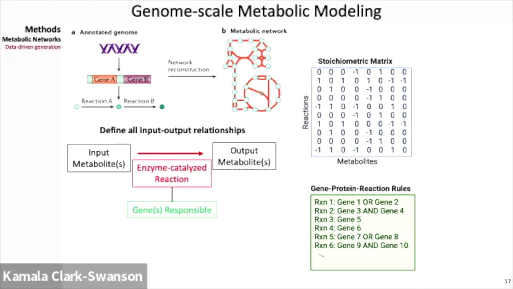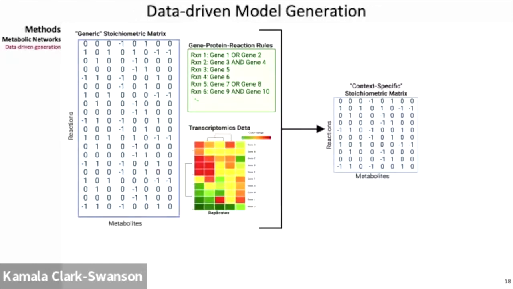So these models can act as scaffolds onto which we can overlay data. And so that's generally what people do: they take a generic stoichiometric matrix and then use those gene-protein reaction rules and context-specific data to generate a context-specific stoichiometric matrix. We use the Recon 3D model because we have genes, proteins, reactions and metabolites linked. You could use transcriptomics, metabolomics, fluxomics, really multiple different data types to generate this condition-specific model.